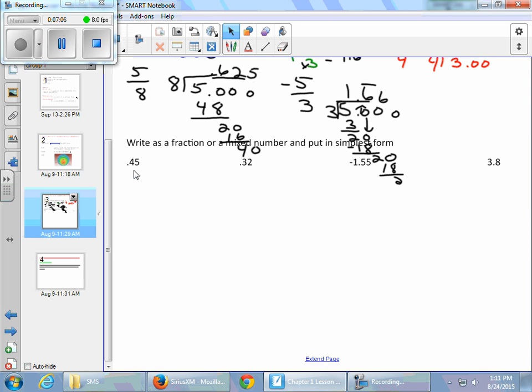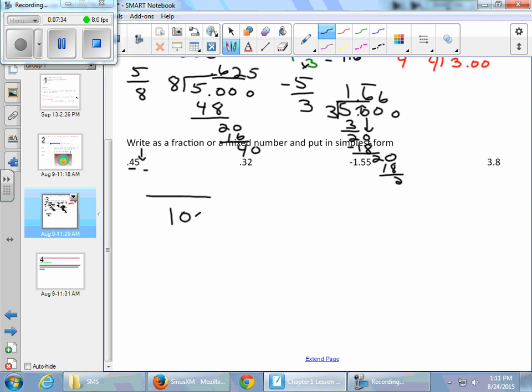So what they gave us is 0.45. We have to write that as a fraction. So what we're going to need to do is look at our placements. Remember, the first part to the right of the decimal is the tens. The second spot is the hundreds. So when we write a fraction, we always use the last digit spot. That's the hundred, so 100 is going to be on our bottom. And then we just write the number as is, so we have 45 over 100.